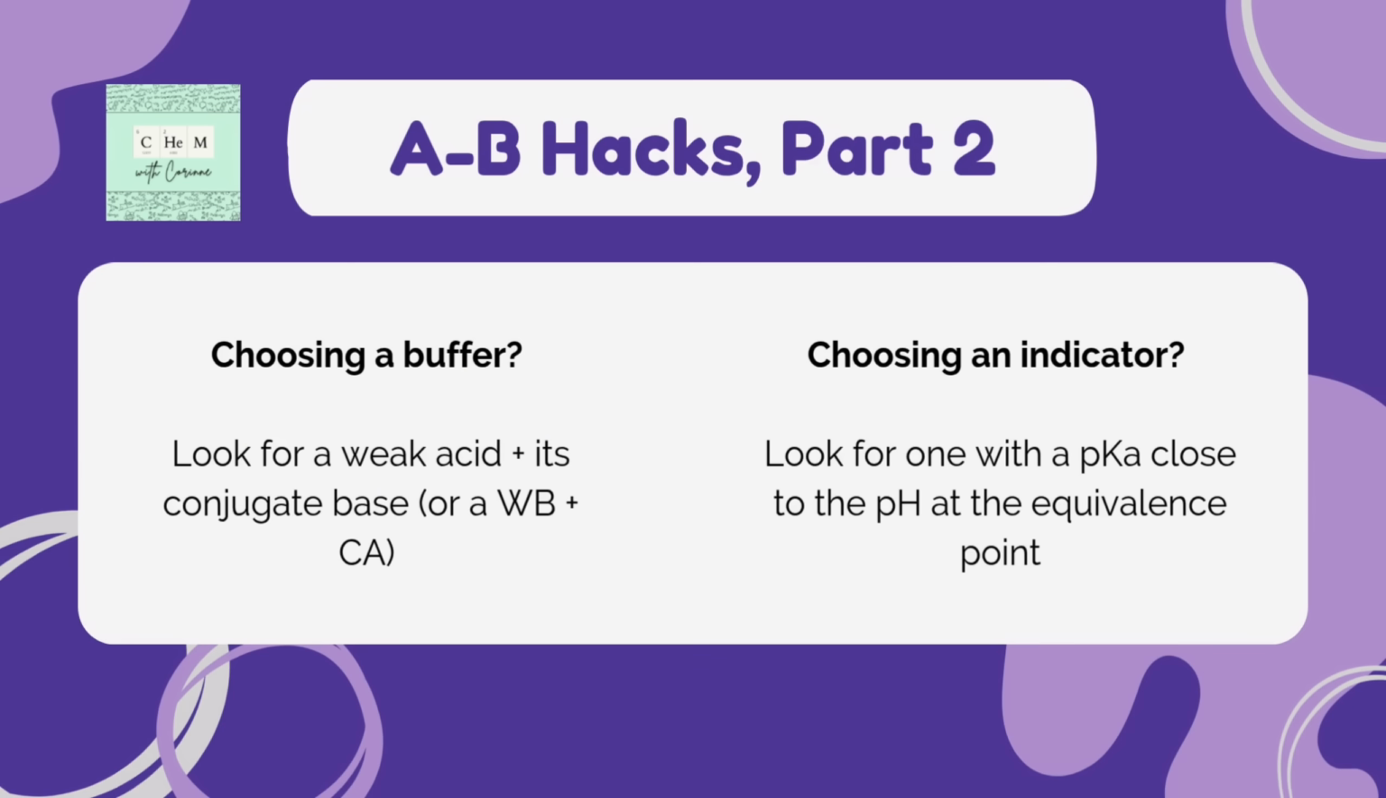If you are choosing an indicator for a titration, you want to look for a pKa value that is closest to the pH at the equivalence point. You are likely going to be given that. You're going to be given a table of values. You're just picking the one that is closest.